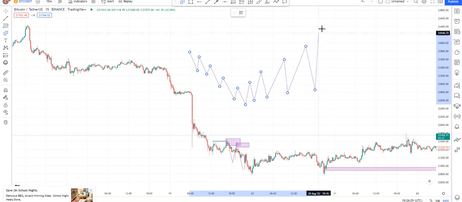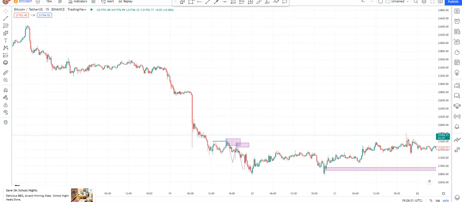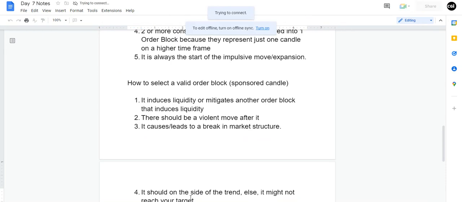So you continue it like that. It should be on the side of the trend. If you are in a bullish trend, you should be looking for bullish order blocks.